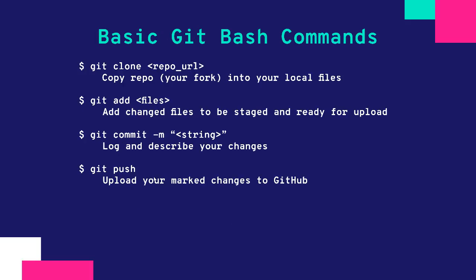And then just quickly going through some basic git bash commands that we'll be using. Clone, which essentially copies a repository into your local files. Add, which stages files ready to be committed. Commit, which logs and describes your changes, acting as a sort of checkpoint. And then push, which uploads your changes to GitHub.